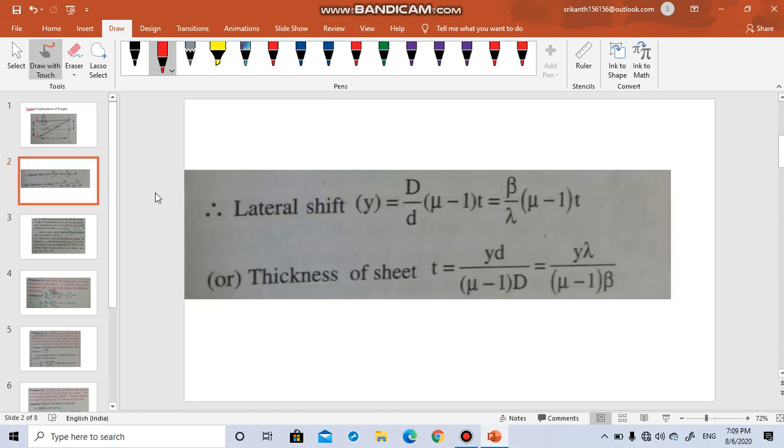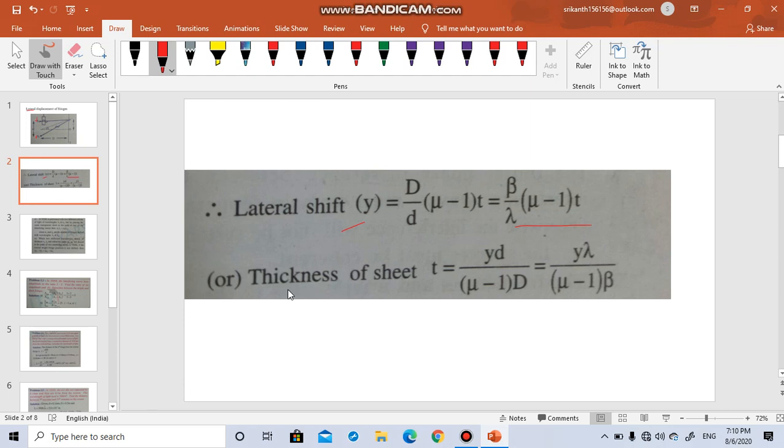It is given by this expression: lateral shift y is equal to capital D by small d, into mu minus 1 into t. In terms of fringe width, if you want an equation, then it is beta by lambda into mu minus 1 into t. All these things can be derived also, but here I am giving only the result, because these formulas sometimes help you to crack some numericals. Derivation is not that important. However, if you are interested, you just message me.